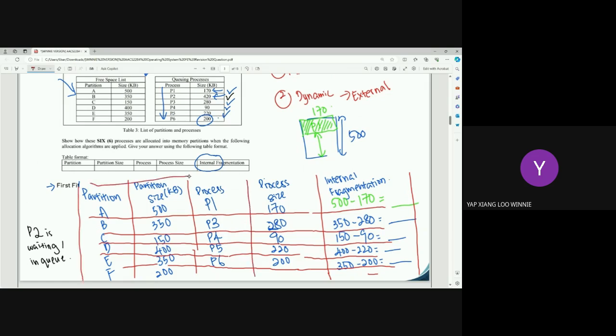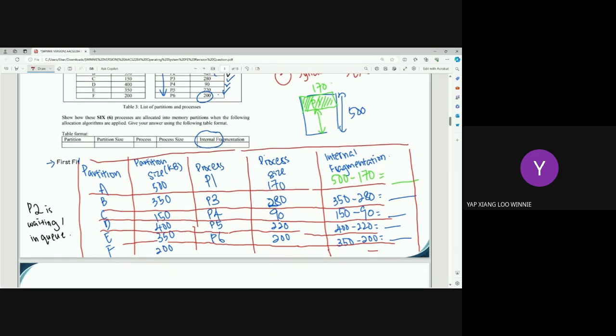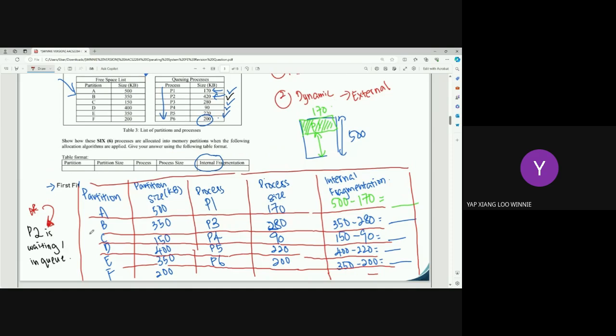Okay, so this will be our final table for the first fit. Any question? No one's going to respond to me. Oh yeah, make sure this is in your exam answer script as well. Okay, because process 2 cannot fit in, process 2 is actually in the queue. And that will be the answer for first fit.